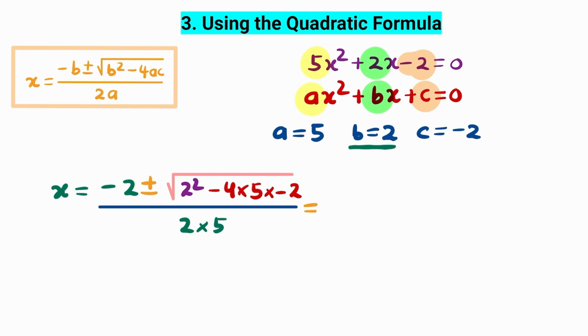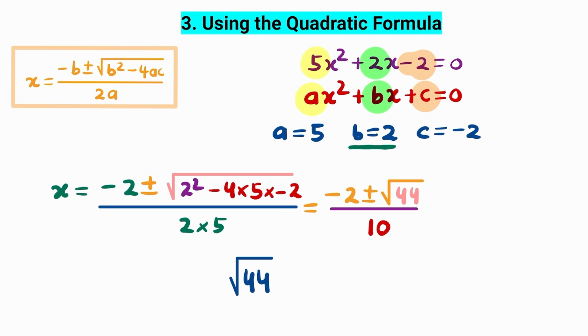So we can rewrite this equation: minus 2 plus or minus the square root of, now that we have multiplied the inside parts of the square root, we can rewrite it as square root of 44 over 2 times 5, which is 10. Now let's see if we can simplify what's inside the square root further. Here we have square root of 44.